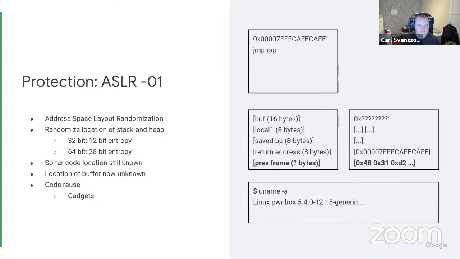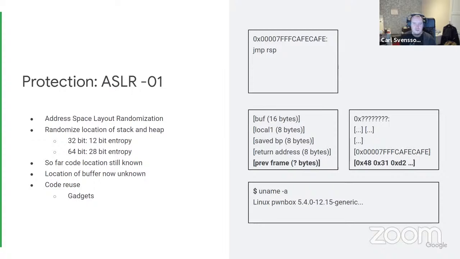Okay, so let's talk about some protections against this. One protection that was introduced about 20 years ago was address space layout randomization, or ASLR. The idea here is that every time you start a program, because we're dealing with virtual memory in an operating system, the address of the stack and the heap are randomized. So the stack pointer will have a different value every time you start your program.